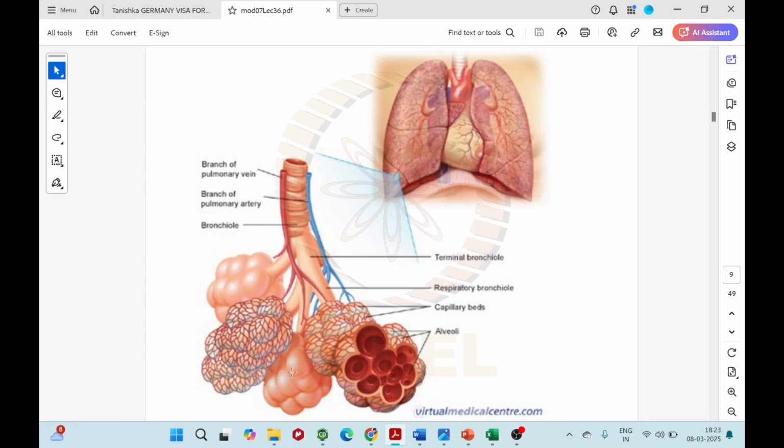Along with that you can see the air is coming from the airway, from the trachea and the bronchioles. Also these terminal alveoli are covered by capillary beds. Here you can see this is a branch of the pulmonary vein, and here you have the bronchioles. And then this is the branch of the pulmonary artery. Both are surrounding and making a capillary bed around the alveoli, and this is where the gaseous exchange takes place.